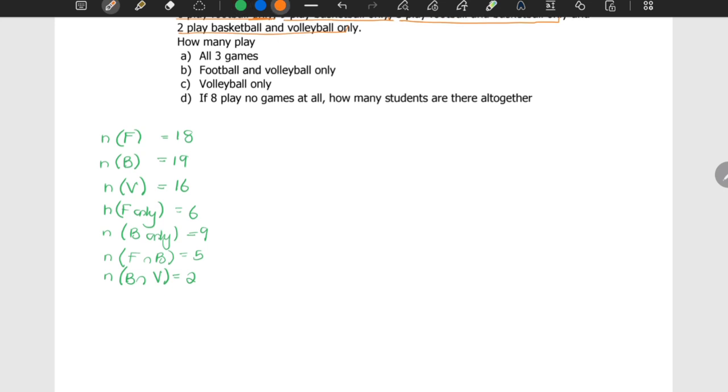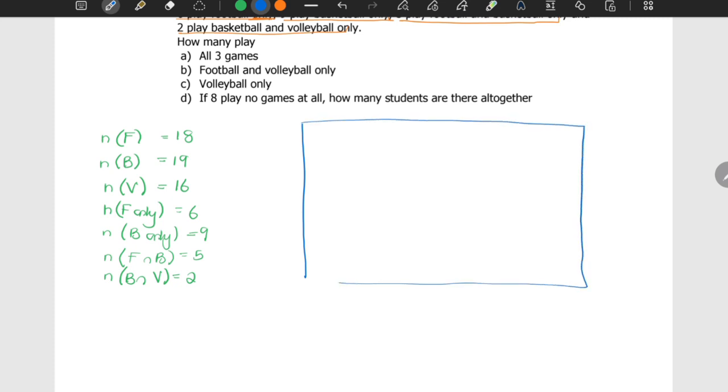So now we have to represent this in a Venn diagram, understanding that we have 3 sets. We're going to have football, basketball, and volleyball, and these at some point are going to intersect. So we have football, we have basketball, and we have volleyball. You know that football only is 6.